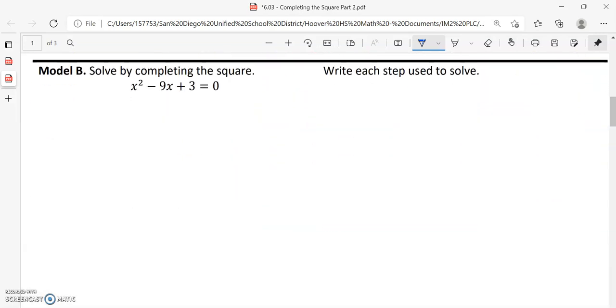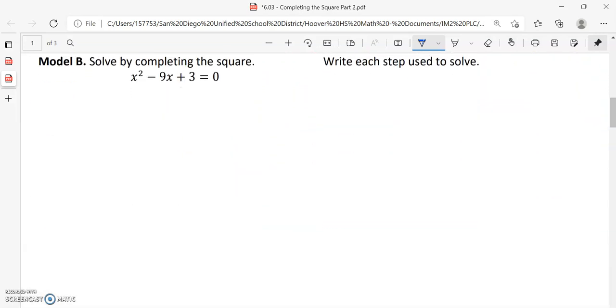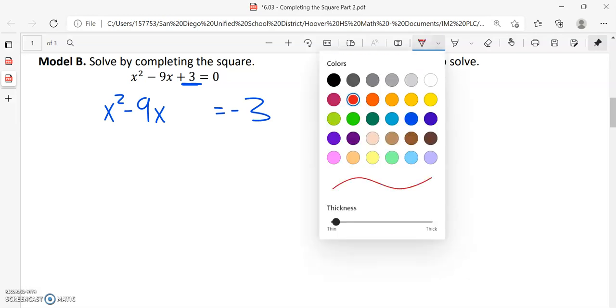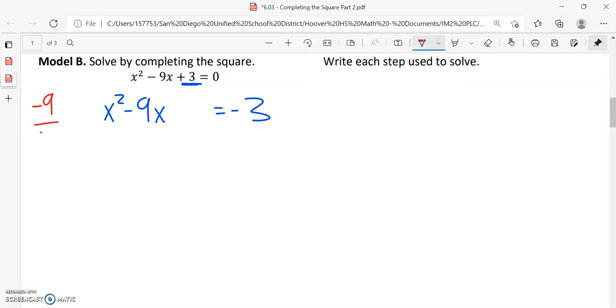Model B. It'll be a little more challenging. This time we have a 3 we need to deal with. So we're going to move that to the other side. So subtract 3 from both sides. Now we're going to proceed like we did before. Take our -9, cut it in half, and square it. -9 squared is 81. 2 squared is 4. That's what we're adding to both sides.